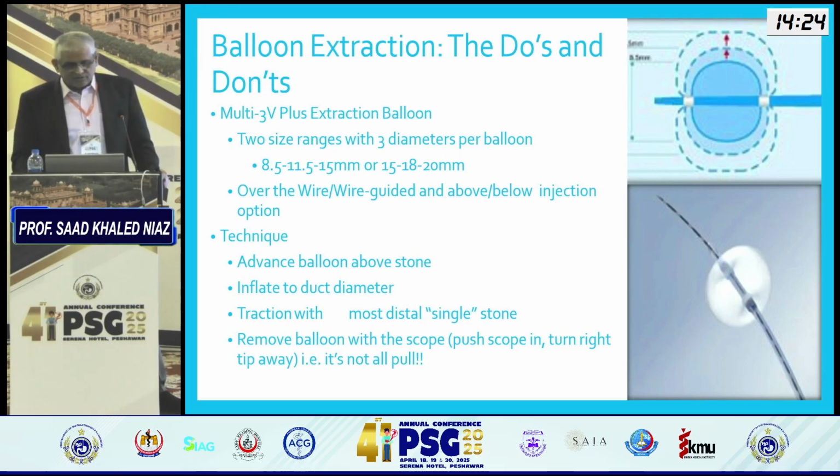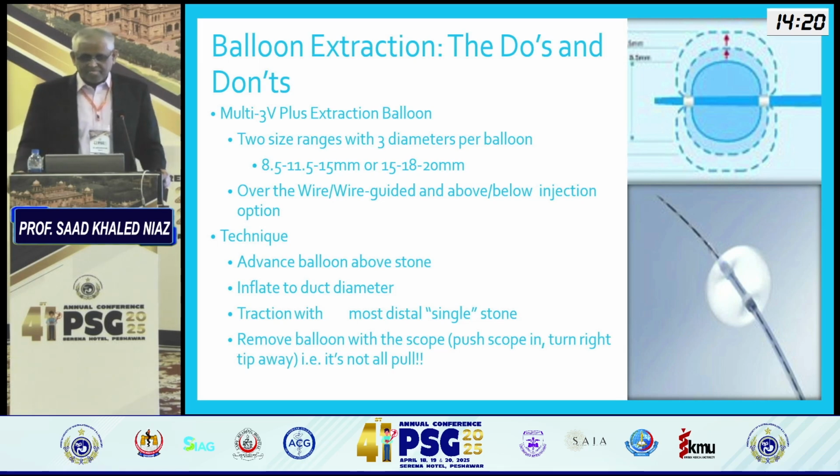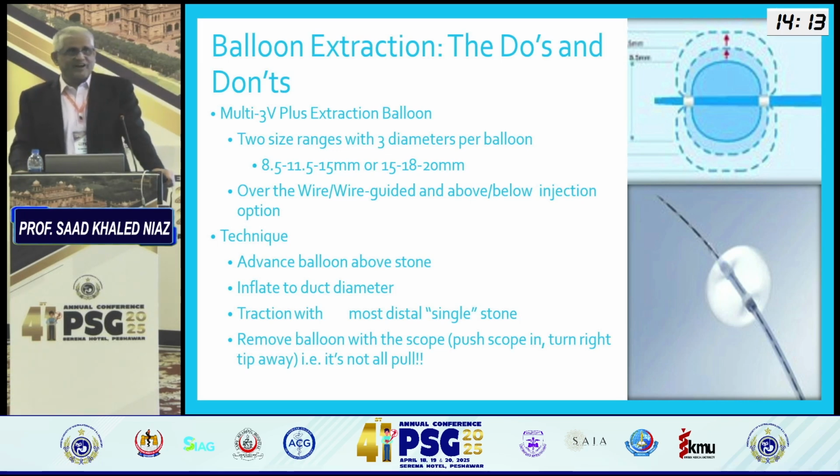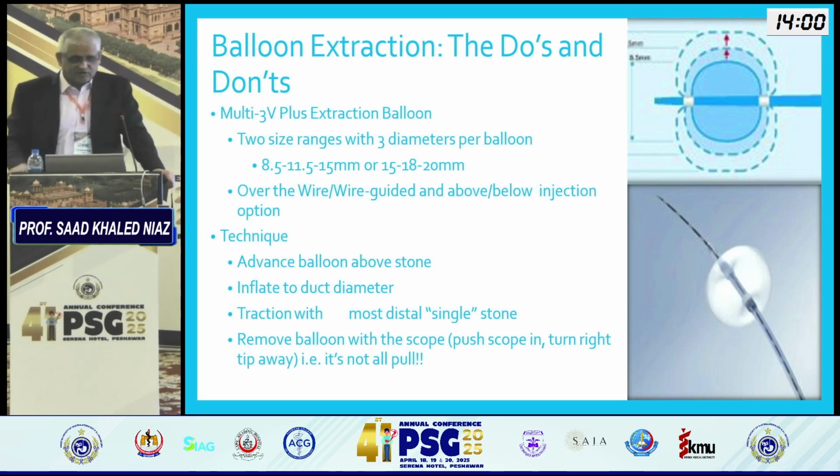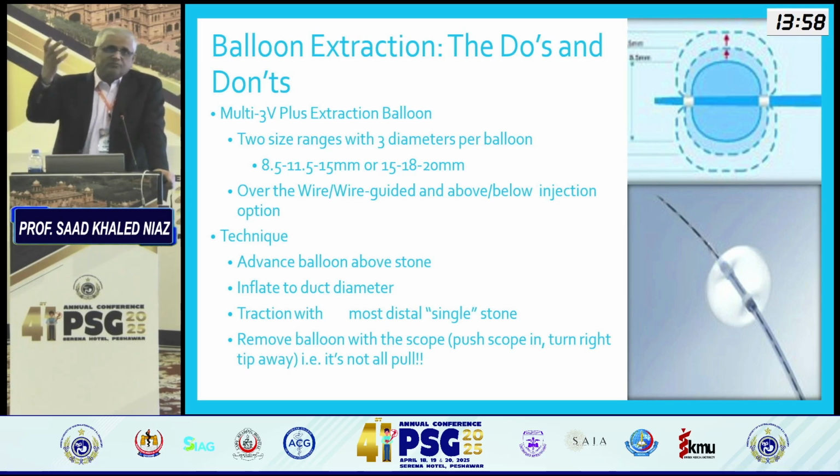Balloon extraction, the do's and don'ts. Those who are using balloons, you take the balloon up, inflate, and you have balloons that come in graduation, so they're 8.5 to go up to 15, and some balloons go up to 18 and 20. Depending on the size of the bile duct, if your bile duct is 20 and you're trying to pull a balloon that is 8.5 or 11.5, likelihood is it's going to come alongside. Fill the balloon, inflate the balloon, pull the balloon down.